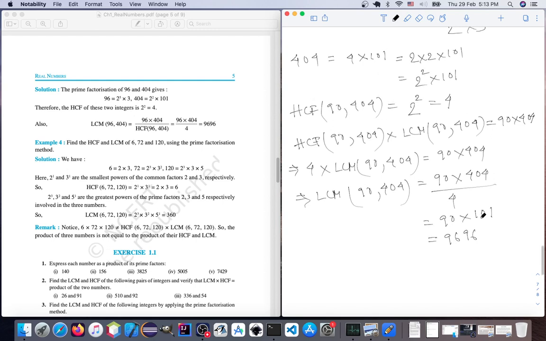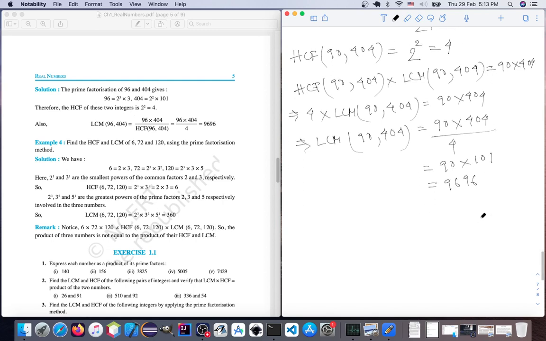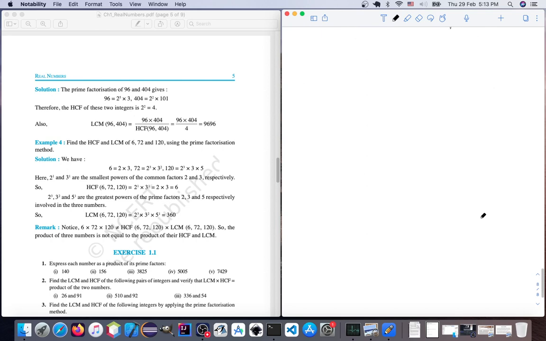Now let's see example 4. Example 4, what does it say? Find the HCF and LCM of 6, 72 and 120. So we are given 3 positive numbers and we have to find the HCF and LCM of these 3 numbers using the prime factorization method.